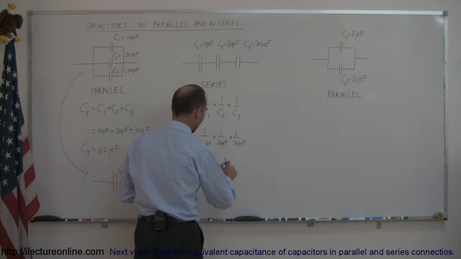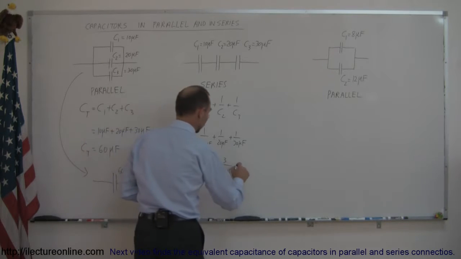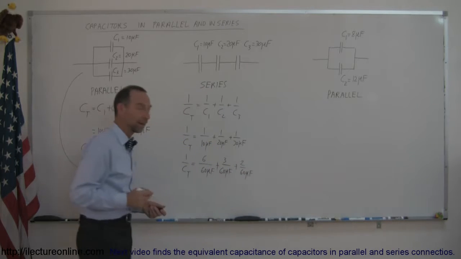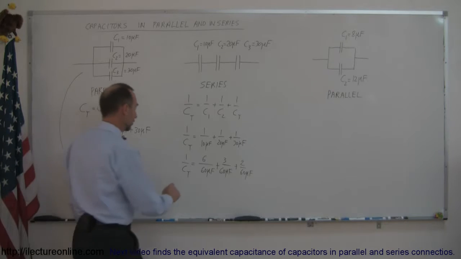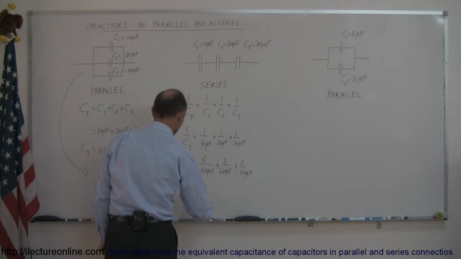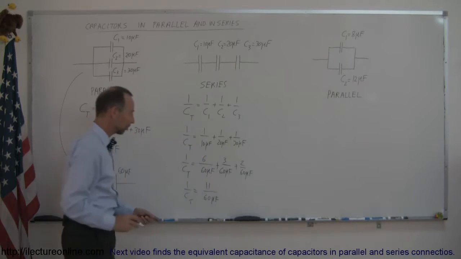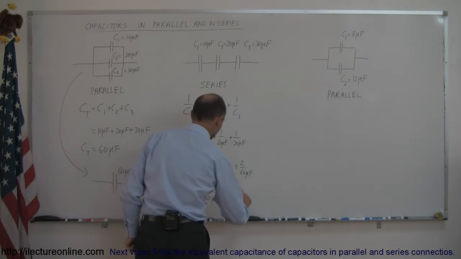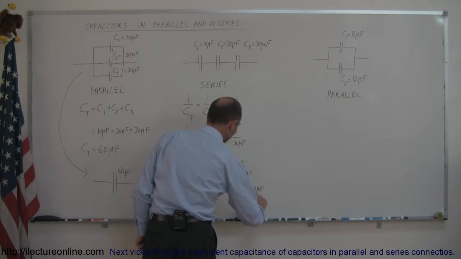I simply multiplied both the numerator and denominator by 3, and here plus 2 over 60 microfarads. That's simply multiplying the numerator and denominator by 2. Then adding 6, 3, and 2 together, you can say that 1 over C total is equal to 11 over 60 microfarads. And of course, when we solve for C total, we'll simply take the inverse of that, which means that C total is equal to 60 microfarads divided by 11.